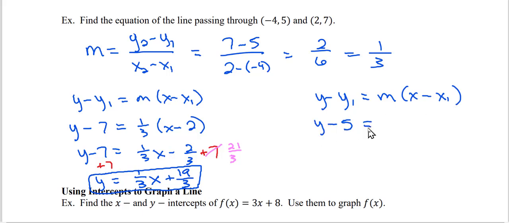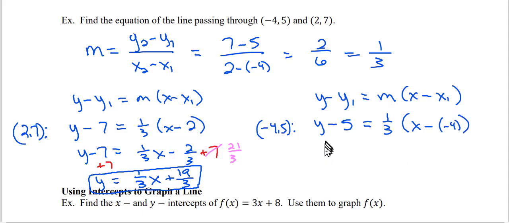5 goes in place of the y1, so over here I used the 2, 7. Here I'm going to use negative 4, 5, just to show you that it doesn't matter which one you use. Slope we calculated to be 1/3, x minus negative 4. So we have y minus 5 equals 1/3 x, that's going to be plus 4, and then when I distribute it, I get plus 4/3.